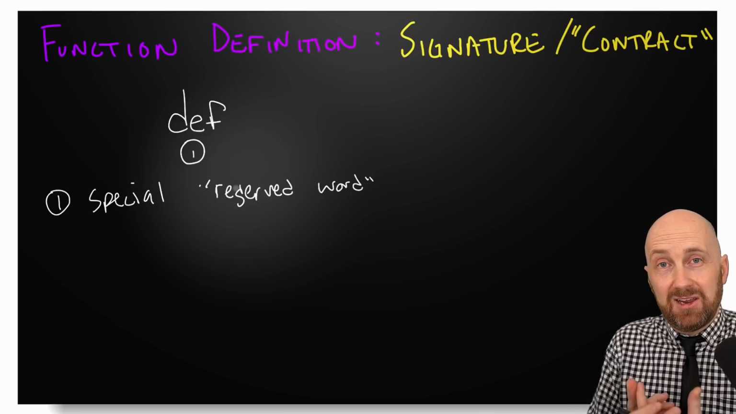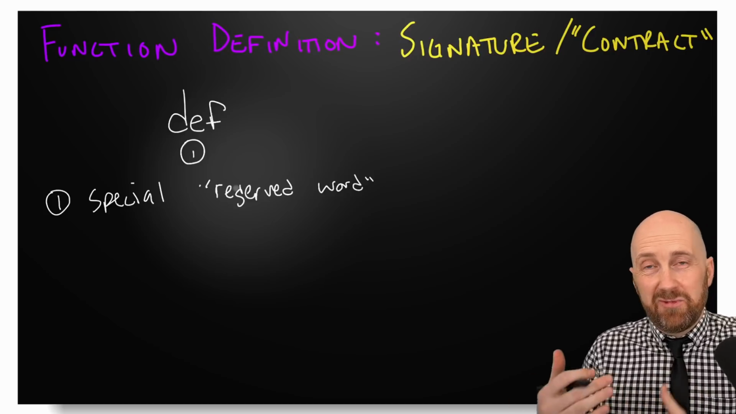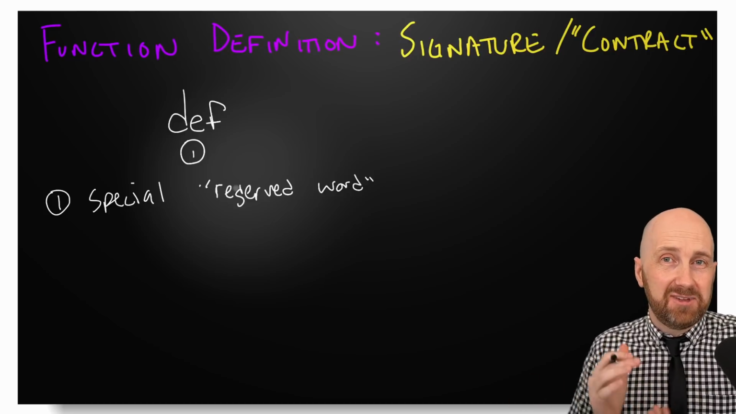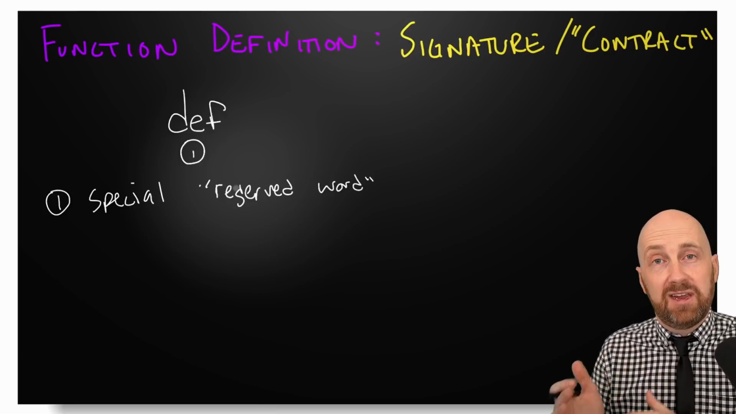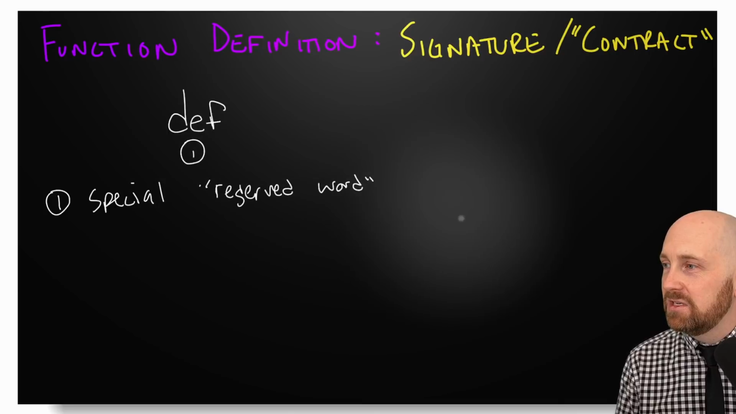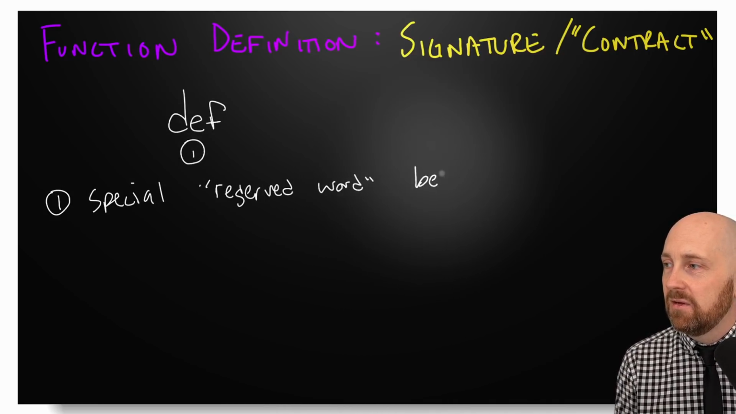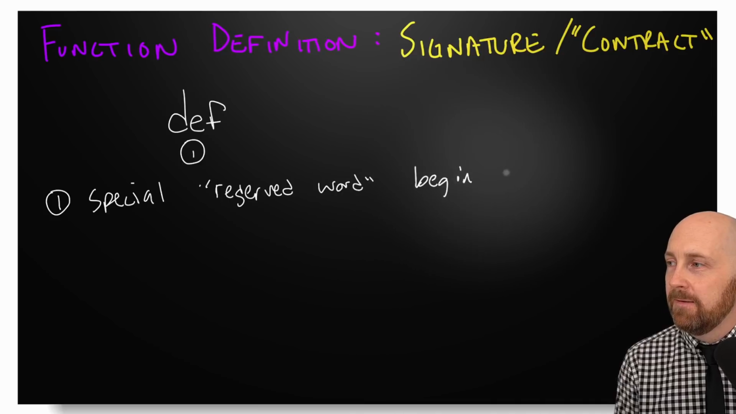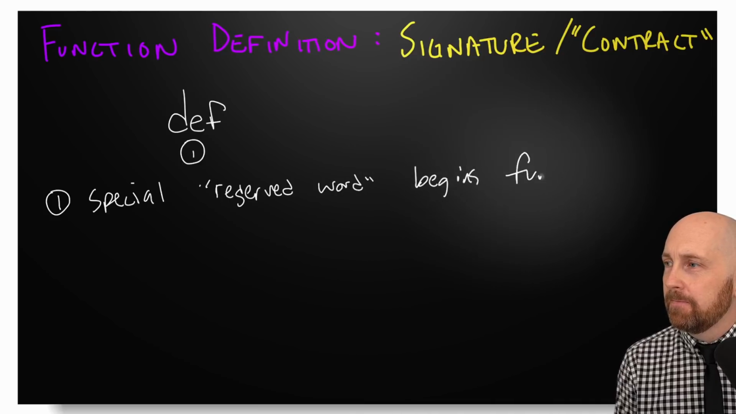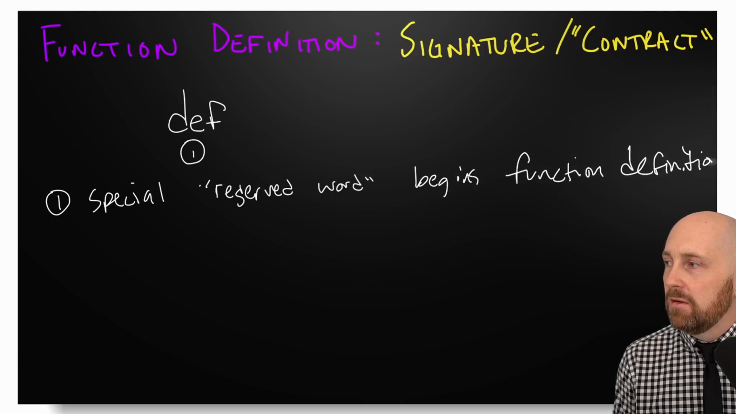And when the interpreter reaches a function definition statement, it's not going to follow through each of those instructions. It's effectively saying, okay, here comes a recipe. Let me save this as a recipe that's named whatever we name the function. So def is a special reserved word that begins a function definition statement.